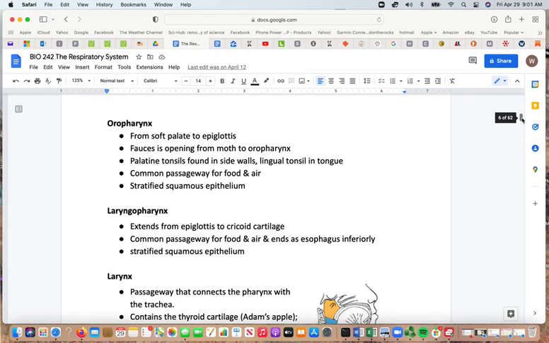Oropharynx is going to go from the soft palate down to the epiglottis. The fauces are openings from the mouth to the oropharynx. And then your palatine or lingual tonsils are going to be found in the side walls and in the tongue. So this provides a common passageway for both food and air and is lined with stratified squamous epithelium. Then the laryngopharynx is going to go from the epiglottis down to the cricoid cartilage. It will provide a common passageway for food and air, and it ends as the esophagus on the inferior portion, and it's lined with stratified squamous epithelium.